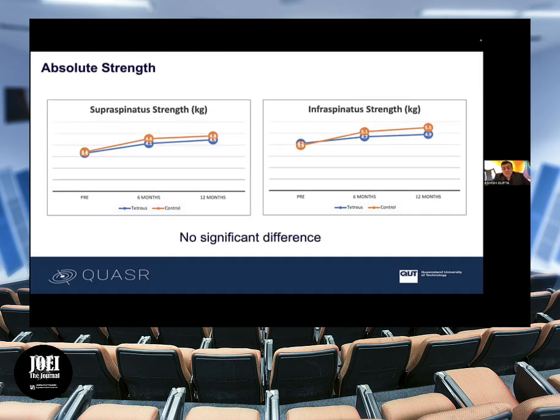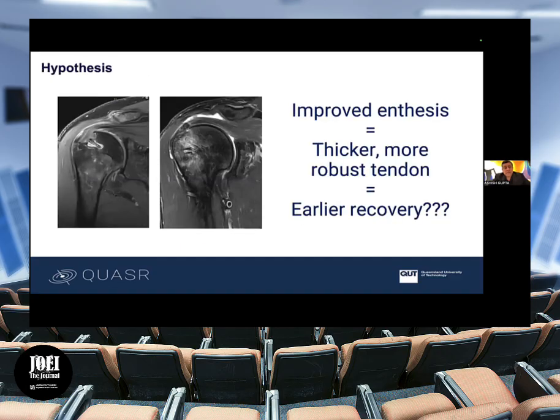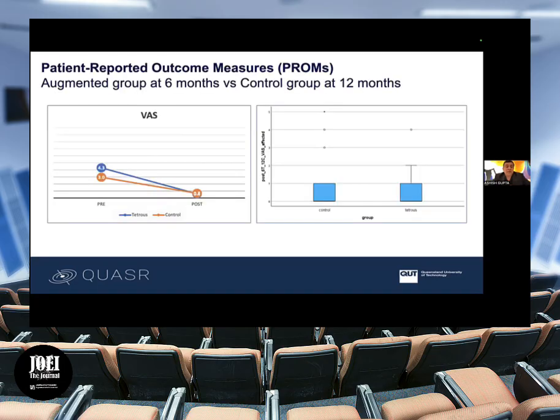The strength measure is still equivocal right now because my rehab is very conservative for rotator cuff repair for strength in the first 6 months. So the strength for the supra and infra is equivocal right now. But since I've been using this in the last 6 months and I've seen this data, I've actually started an accelerated rehab protocol now in patients who've had the implant. So one of the things we wanted to study was, does the thicker, more robust tendon mean earlier recovery, faster rehab, earlier return to work?